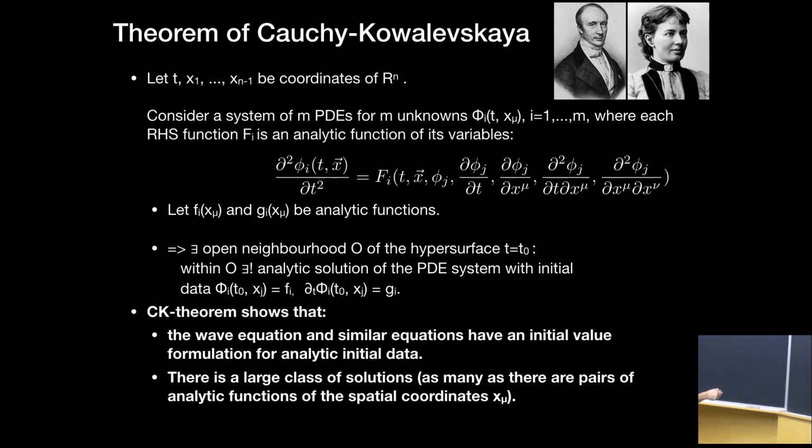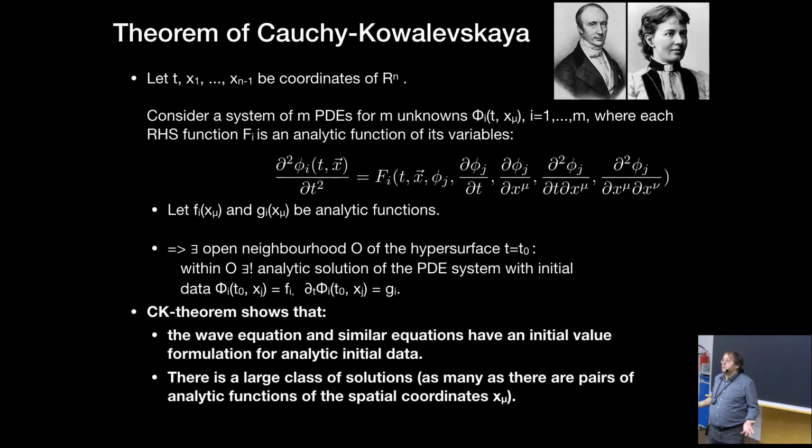And so I've written this down here. I'll just go through it very quickly. So you have a general problem of this form, with m unknowns, and they can build up a complicated right-hand side. Here we have assumed that this is second order in time. And so my right-hand side depends on up to first time derivatives, mixed derivatives in time and in space, all the functions, the t's and the x's and so on. But I assume that this function has to be analytic, and my initial data, which I call f and g, they are also analytic. So the initial phi is f, the initial time derivative is g, and then there exists some neighborhood O of the initial hypersurface, where I have exactly one analytic solution of the whole PDE system. That's the theorem.